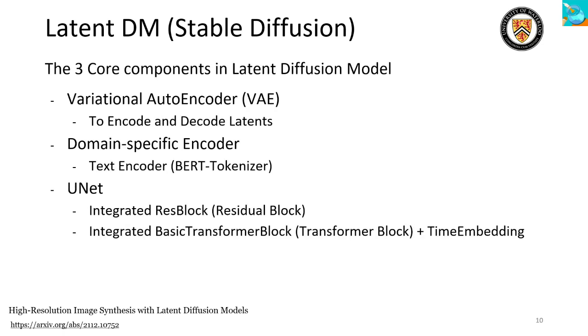So there are three core components in the LDM, which we just covered. There is the variational autoencoder to encode and decode the latents. Then we have a domain-specific encoder, which in the LDM literature, they use a BERT tokenizer for the text encoder. And then they have a UNet for diffusion models, which has integrated the ResNet block and also the basic transformer block.